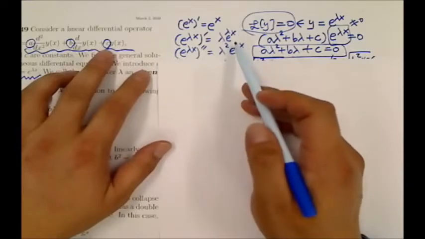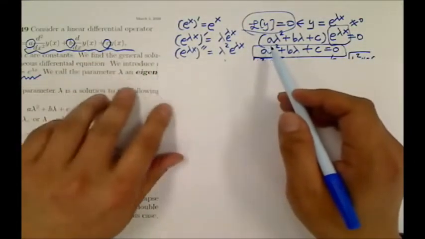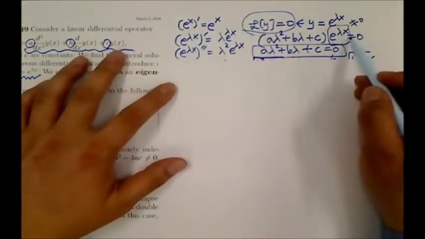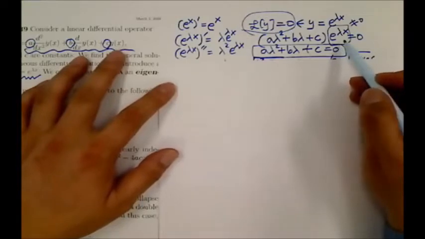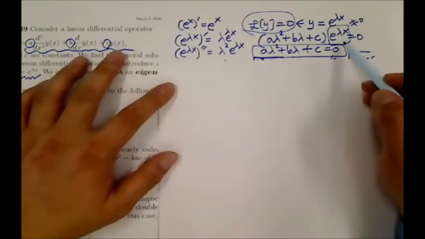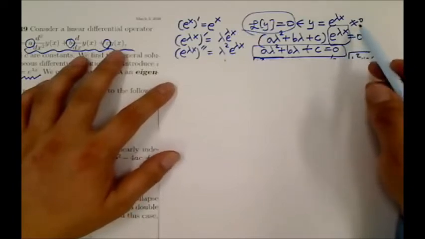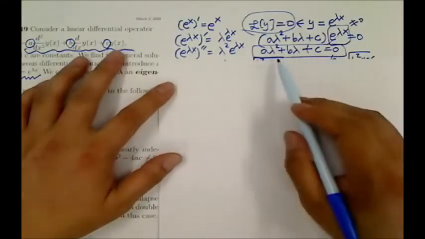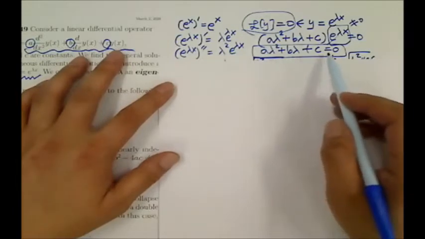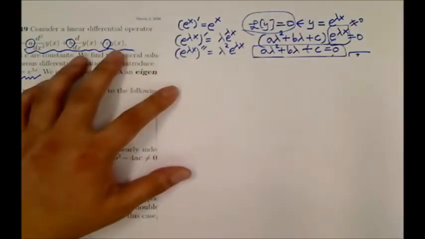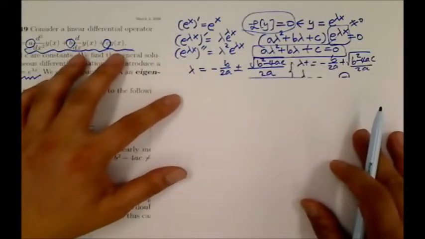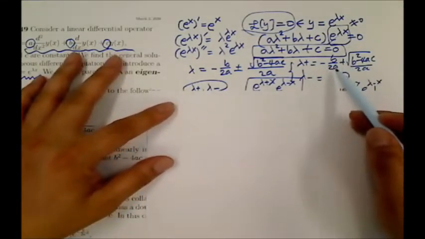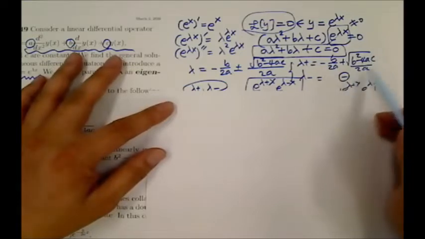I can factor e to the lambda x out to find that this homogeneous equation becomes a quadratic form in lambda multiplied by exponential lambda x. An exponential function, whether complex or real, can never be 0. So we can divide this factor out of both sides. Then we end up with the quadratic equation for lambda: a lambda squared plus b lambda plus c equals 0. The solution to this quadratic equation is well known. I have two solutions: minus b over 2a plus or minus the square root of the discriminant over 2a.